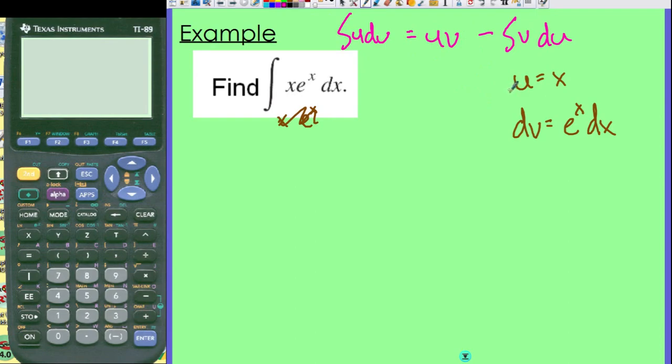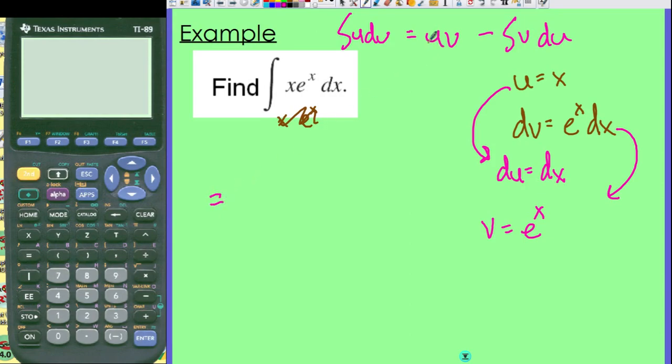So your u is x, and if you differentiate, your du is just dx. Your dv is e to the x dx, and if you integrate both sides, you get v equals e to the x. We don't write plus c here, just e to the x, because there'll be a plus c at the very end of all of this. So plugging those things in, let's see if it works out.